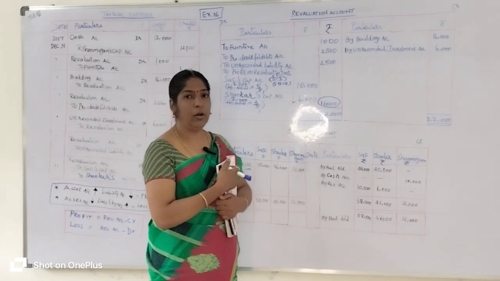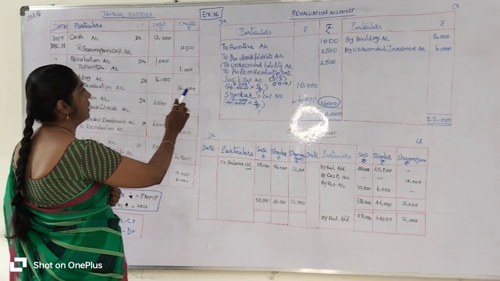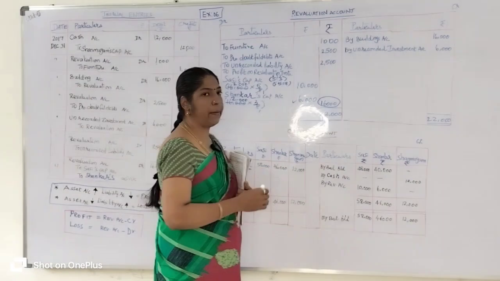Okay. So now we have prepared the journal entries, the revaluation account and the capital account.